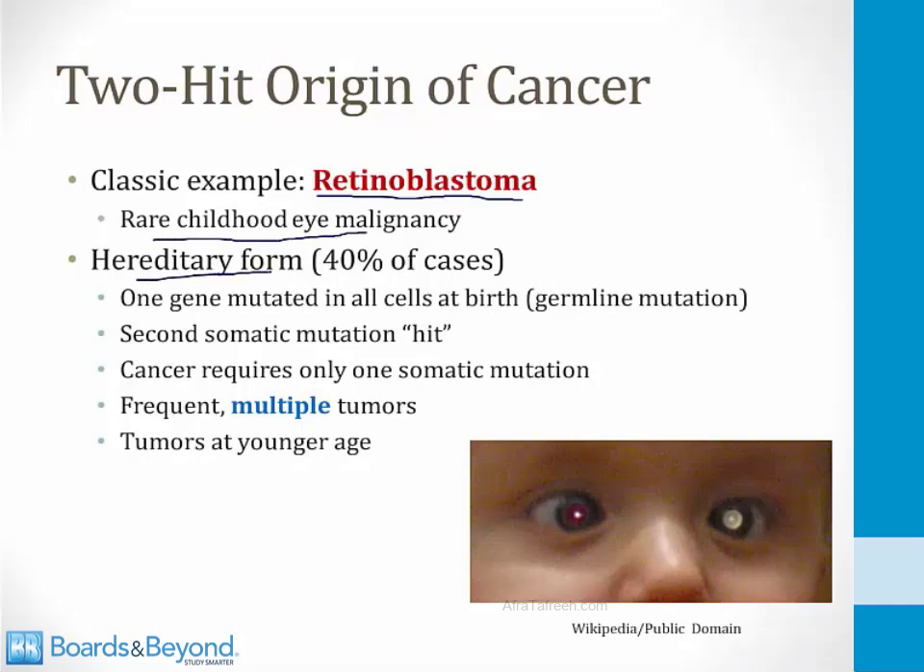In these cases, children inherit one mutated gene that's found in all cells of their body at birth. This is an example of a germline mutation. They then at a later point in childhood get a second somatic hit that takes out the second copy of the tumor suppressor gene. Because they are born with one abnormal form of the tumor suppressor gene, cancer requires only one somatic mutation in order to develop. Therefore, these children develop frequent and multiple tumors, and they develop tumors at a younger age.